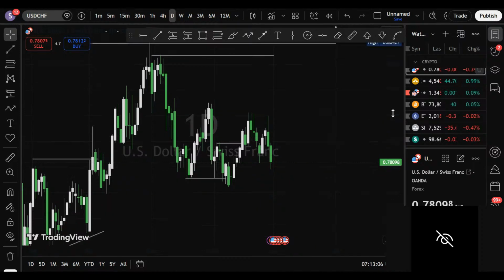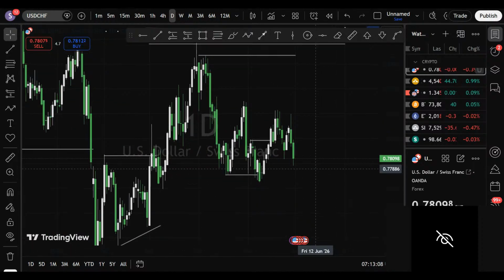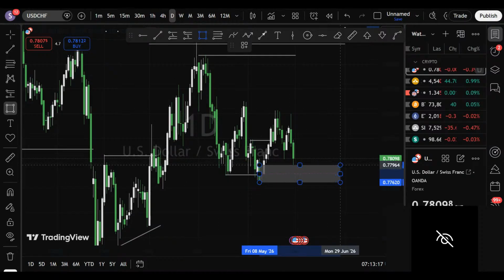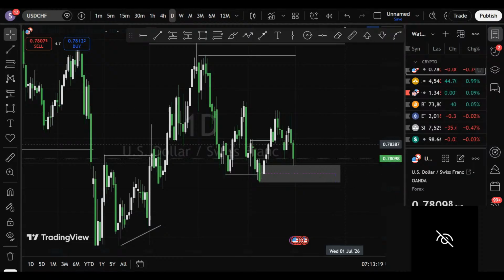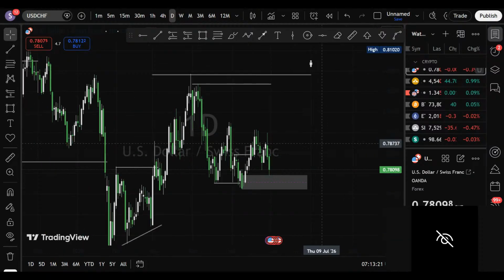We want to see a bullish order flow also in USD CHF. Price is in the discount. What do we have in the discount? We have this candlestick that will be acting like an order block, and price has already tapped into that candlestick, right? So I'm expecting to see a buy to the upside from this zone.